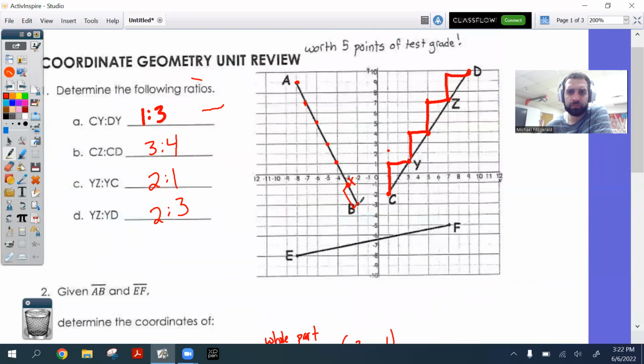Well, so 1, 2, 3, 4, 5, 6. There are 6 units in AB. So if there are 2 units for every 3, then with 6 units for AB, QB is going to be 4 units. So Q is going to be right there. I don't know the coordinate. I can't read it.